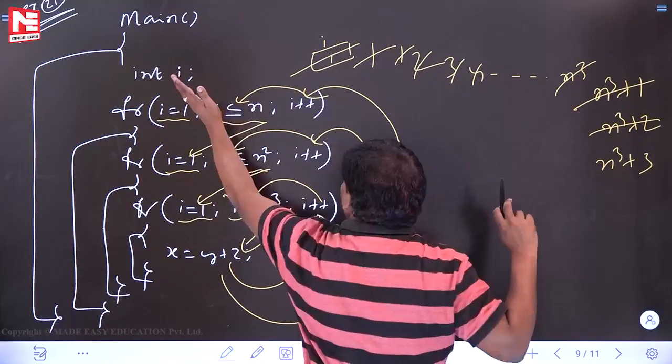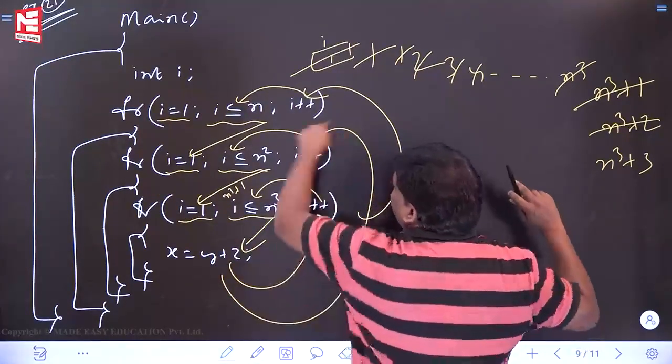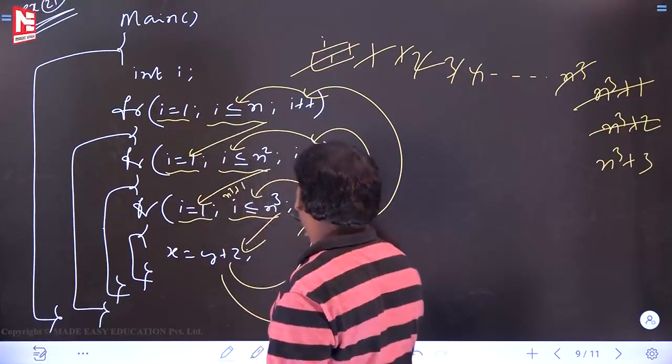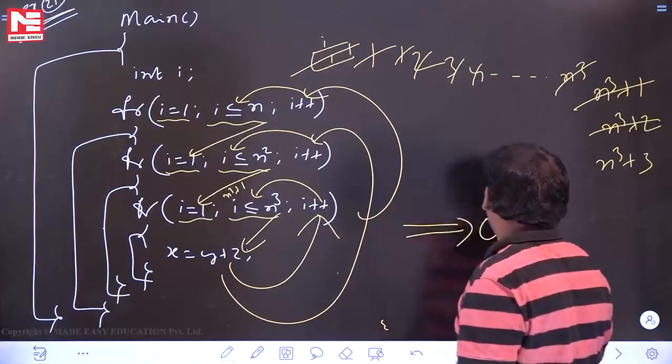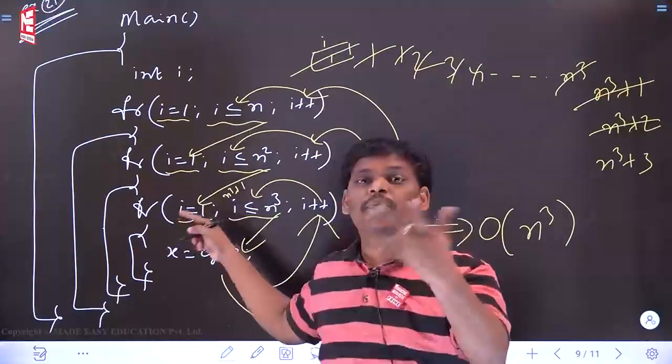So first i loop is 1 time. Second i loop is 1 time. Third i loop is n cube. When I go back, all fail. So what is the time complexity? First one 1, second one 1, third one n cube. Overall time complexity is going to be big O of n cube. Try to remember: if it is i, j, k there, then n power 6.